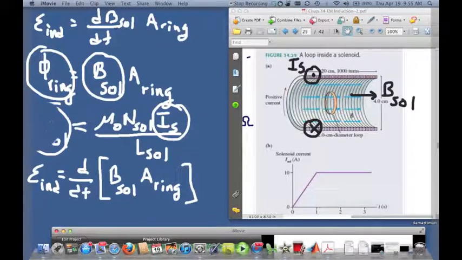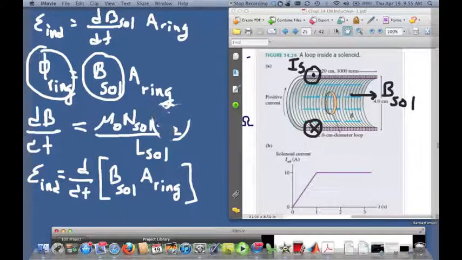dB/dt of the solenoid is, I use this equation, I take the derivative on both sides, the left and the right. So on this side, I get dB of the solenoid/dt. And on this side, the only thing that changes, well, mu is a constant, the number of turns doesn't change, the length of the solenoid doesn't change. The only thing that changes is clearly the current that is flowing through the solenoid. So instead of the current, I'm going to write di/dt. Right? Now what's di/dt?